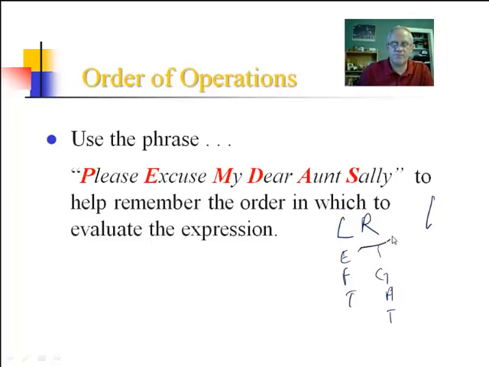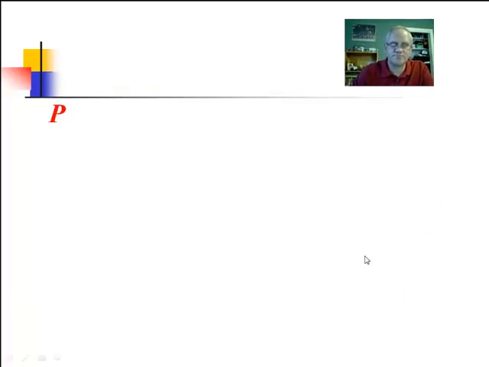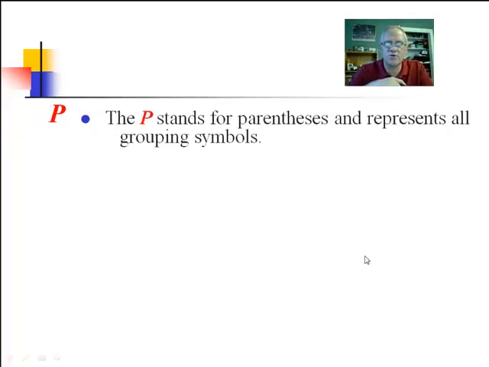That's going to be key, and you'll see in a minute. You might have also learned the expression PEMDAS. Again, that's the same thing. Please excuse my dear Aunt Sally. P stands for parentheses. That's not only parentheses, it's brackets, it's the squiggly brackets, it's any kind of grouping symbol.